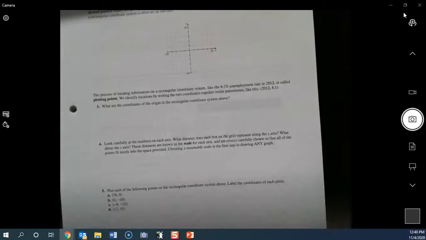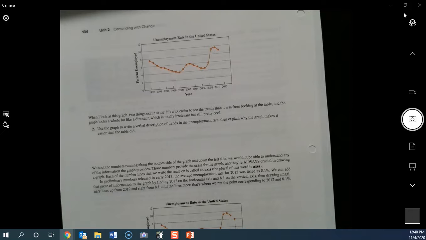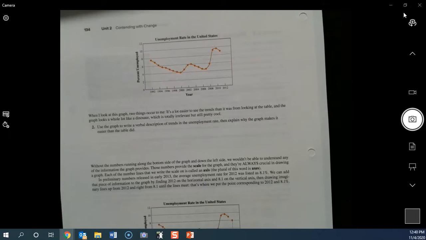Now, we move on to the next page. Now it says here, when I look at the graph, two things occur to me. It's a lot easier to see the trend than it was from looking at the table. And the graph looks a whole lot like a dinosaur. All right, number 2. It says use the graph to write a verbal description of trends in the unemployment rate. Then explain why the graph makes it easier than the table did.